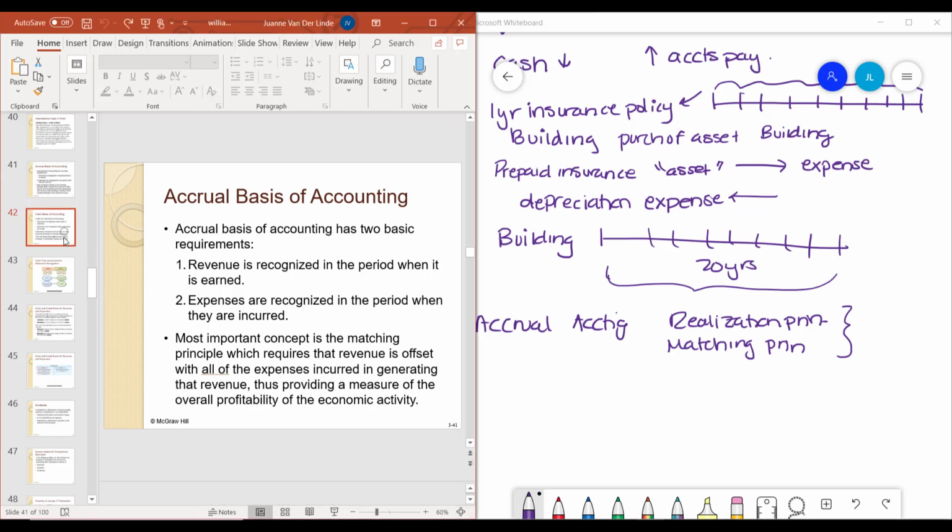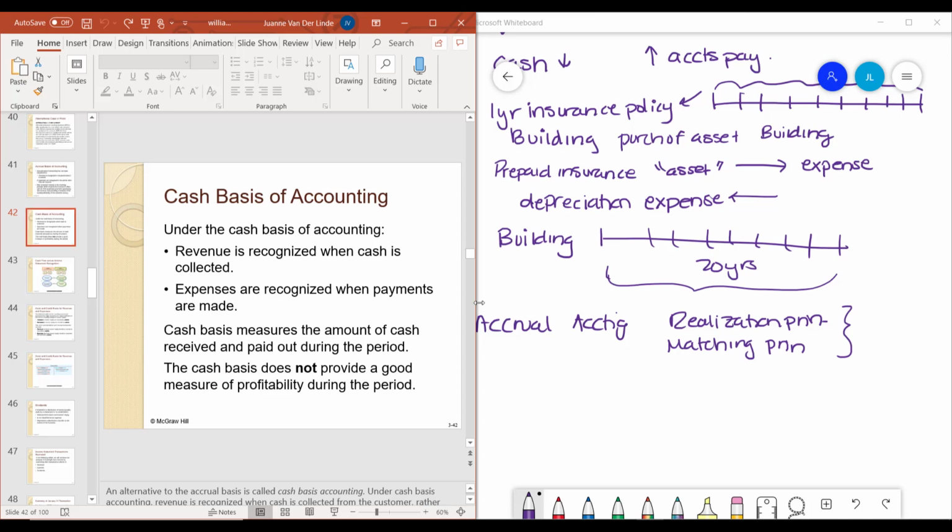This is different than the cash basis of accounting, which a lot of us might be familiar with. This is like the mom and pop shop, most likely. The smaller businesses often use cash basis of accounting, where it's just cash in and cash out. So when cash is collected, revenue is recorded. When payments are made, expenses are recorded. So there's no attention paid to when that revenue was actually earned. You just record the revenue when the cash is collected, not necessarily when you earn it.